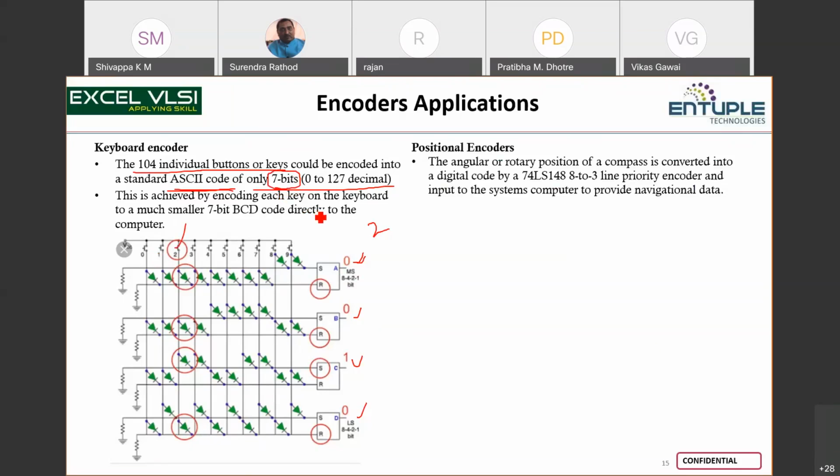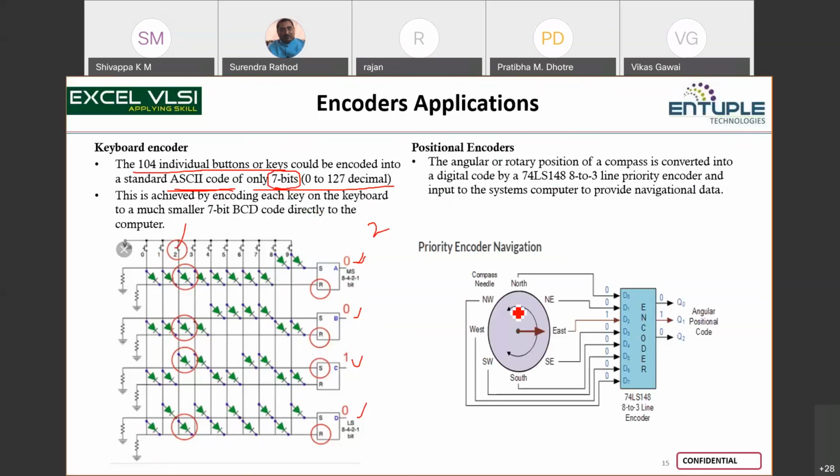One more example is this positional encoder. Let us say you have this many directions, and all these directions you want to encode using 3 bits. There are 8 directions and you want to encode using 3 bits, right? So you can do that using the basic encoder technique.